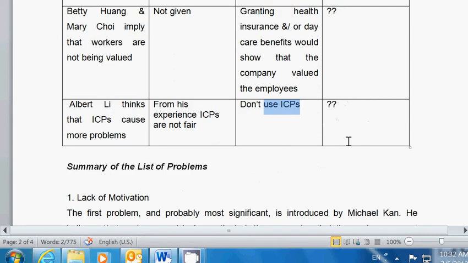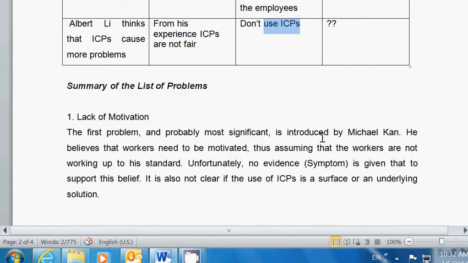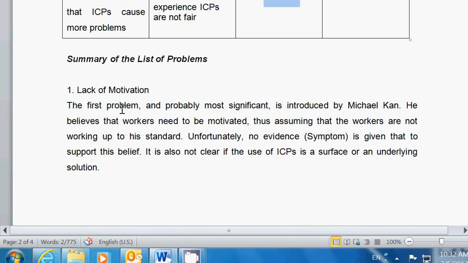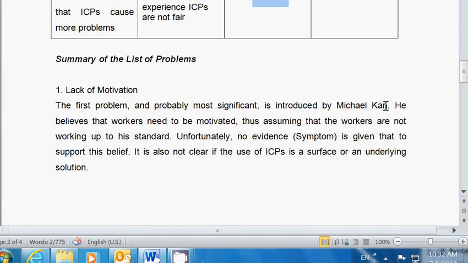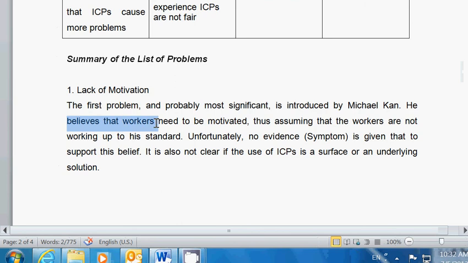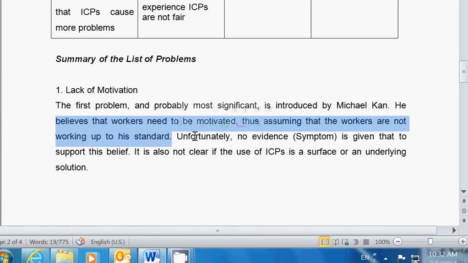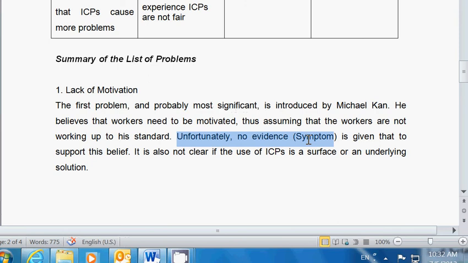Now, I can use this information then to begin to summarize these ideas. So number one, the first problem, and probably most significant, is introduced by Michael Kahn. He believes that workers need to be motivated, thus assuming that the workers are not working up to a standard. Unfortunately, no evidence or symptom is given to support this belief. It is also not clear if the use of ICPs is a surface or an underlying solution.